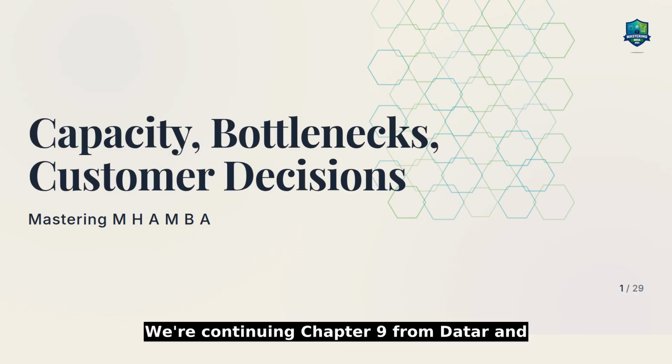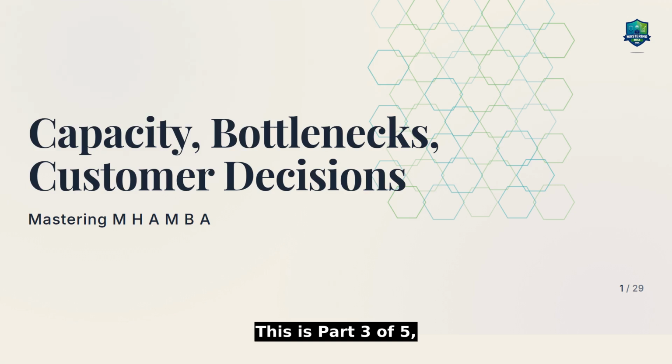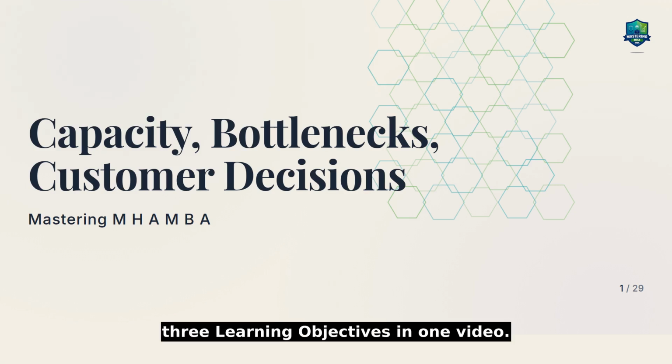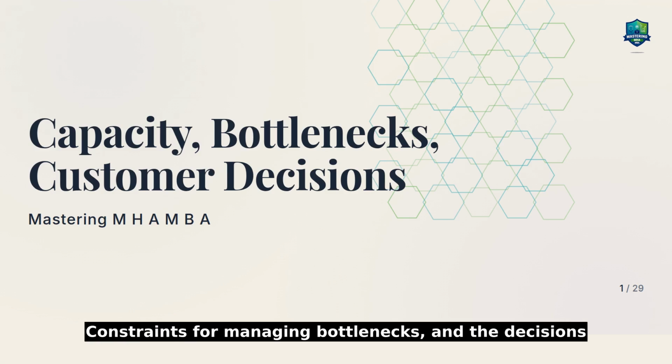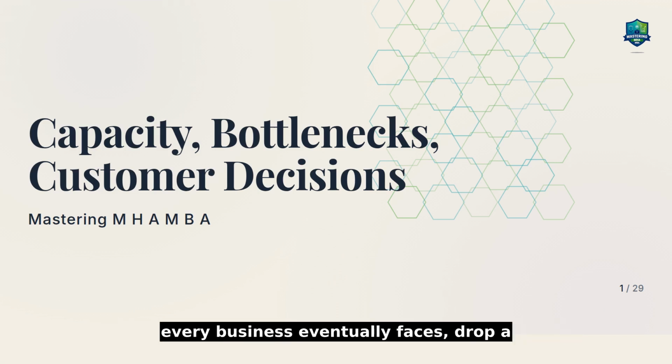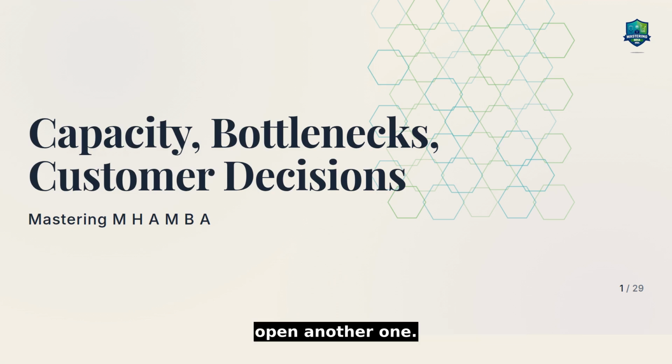We are continuing Chapter 9 from Datar and Rajan's Managerial Accounting. This is part 3 of 5, 3 learning objectives in one video. Capacity constraint product mix, the theory of constraints for managing bottlenecks, and the decisions every business eventually faces: drop a customer, add a customer, close a branch, open another one.